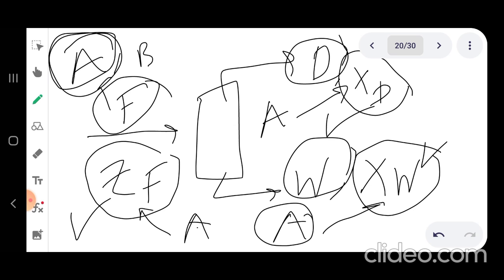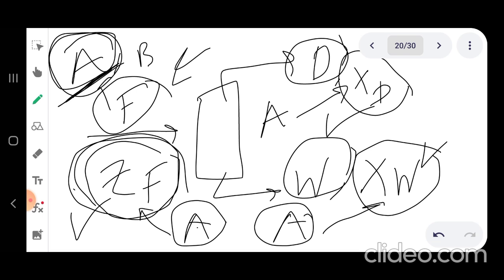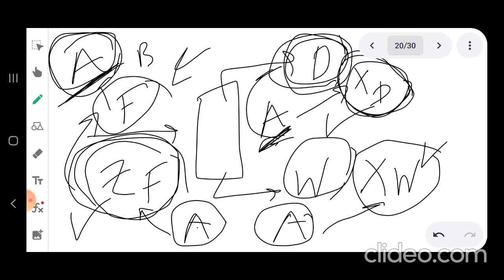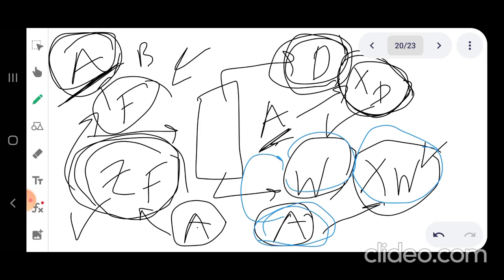So again, F, feed, is a stream, A is a component, ZF is the composition of A in the feed stream. D is a stream, A is a component, XD is the composition of this A in that stream, which is the distillate. And again, XW is the composition of A, which is a component, in stream W, which is a stream.